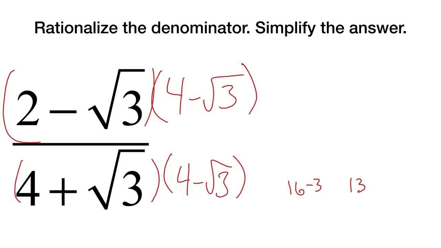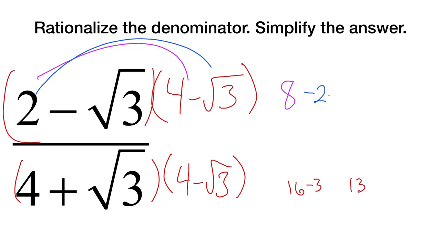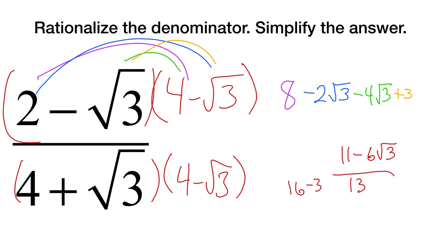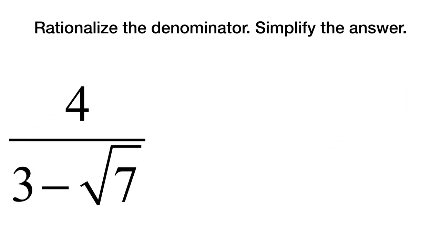Now let's talk about the top. So 2 times 4 is 8. 2 times the negative square root of 3 becomes minus 2 square roots of 3. Minus 4 square roots of 3. And then finally, negative square root of 3 times itself becomes plus 3. Meaning that all becomes 11 minus 6 square roots of 3. And that's our answer. Let's try one more.